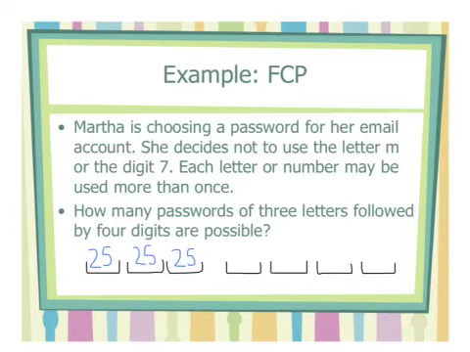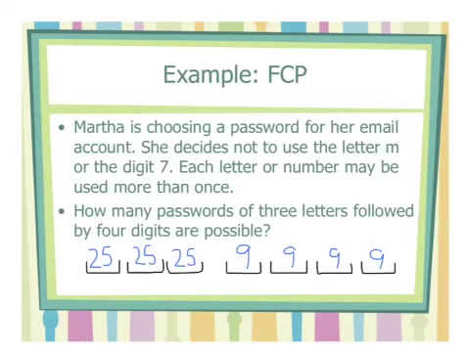Now, for the digits, we normally have 10 digits, 0 through 9. Well, I can't use the digit 7, so I have 9 digits. And remember, we can use numbers and letters more than once. So we have 9, 9, 9, and 9. And we're just going to multiply all these numbers together.